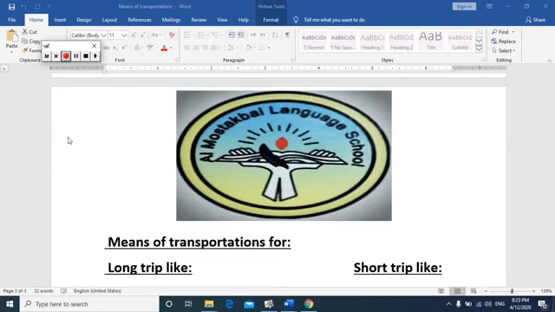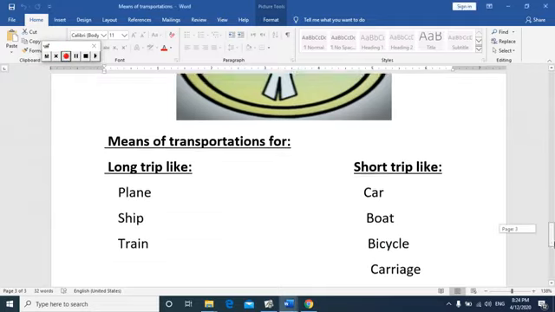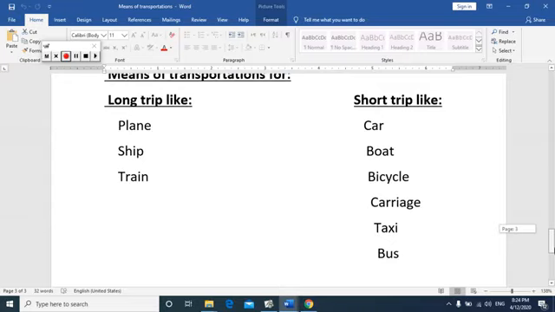And now, what are means of transportation for a long trip? Who can answer me? Yes, Yara? Very good. Means of transportation for a long trip like plane, train, and ship. Okay, again, plane, train, and ship, as we see. Okay.